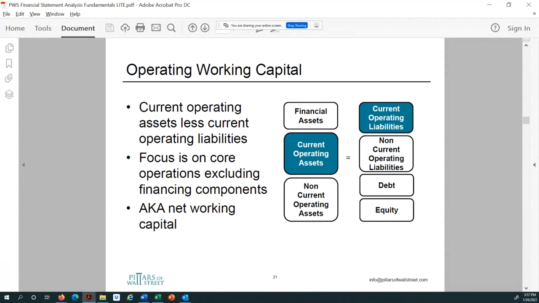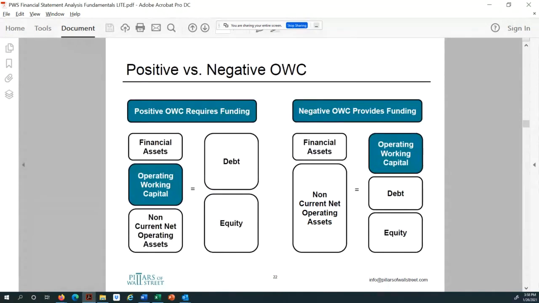Okay, so now, and one note on that, by focusing on these current operating components and excluding the financial components, you're better able to understand whether a company's operations are requiring or providing funding during the operating cycle. Okay, so let's get into that. Positive OWC requires funding, negative provides funding.